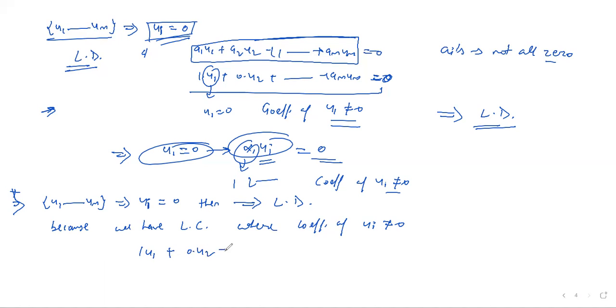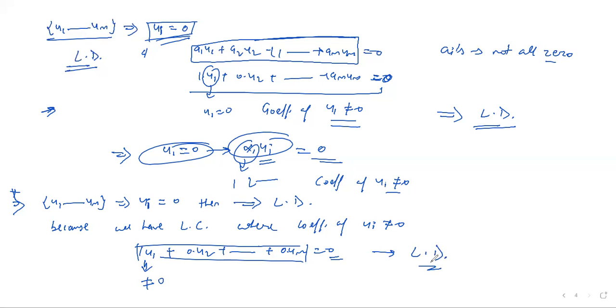This is the required linear combination for which the whole sum equals 0, but the coefficient of this u1 is not equal to 0. That's why this set is linearly dependent. Because for linear independence, all the scalars should be equal to 0, but here the value of this scalar is not equal to 0. That's why it is linearly dependent.